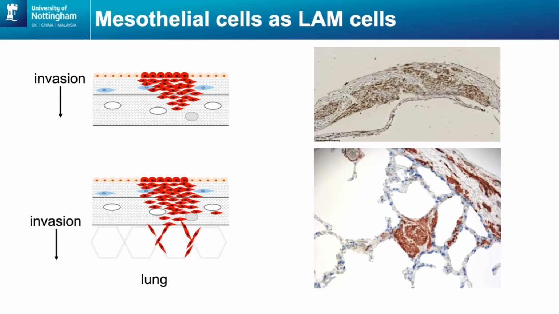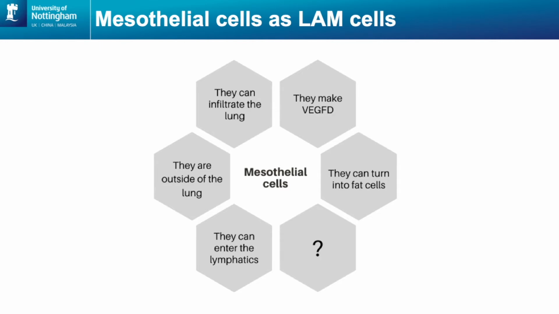This is a nice model because the properties of LAM cells are similar to the properties of mesothelial cells. Mesothelial cells are outside the lung. They can, even in normal development, enter the lung. They produce VEGF-D, and they can even, quite surprisingly, produce fat cells, which means that mesothelial cells could produce angiomyolipoma. And what we need to do now is test our ideas experimentally.